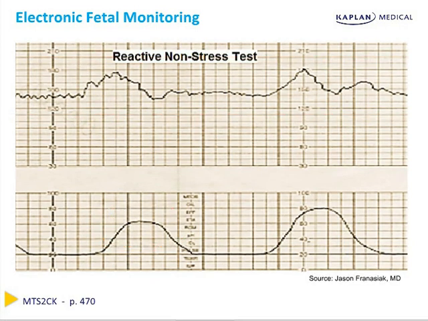Fetal heart rate accelerations are defined as an increase in heart rate of 15 or more beats per minute above the heart rate baseline for longer than 15 seconds. Again, if this happens twice, we have a reactive non-stress test.